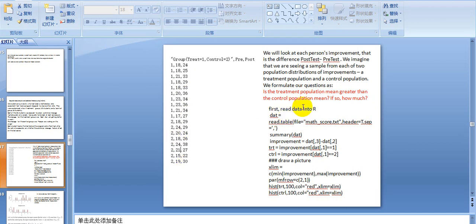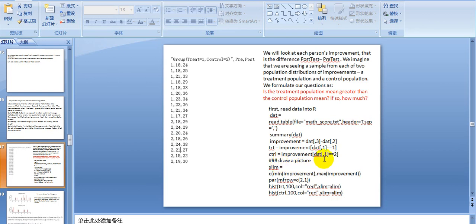And let's first read the data into R. So this is R code. data equals read.table, this is my file, math score, header equals TRUE, and the separator is a comma. And we can look at the summary of data. And improvement equals data, the third column subtract the second column. This is the third column, this is the second column. And treatment equals the improvement where the first column equals 1. Control is the improvement where the first column equals 2.